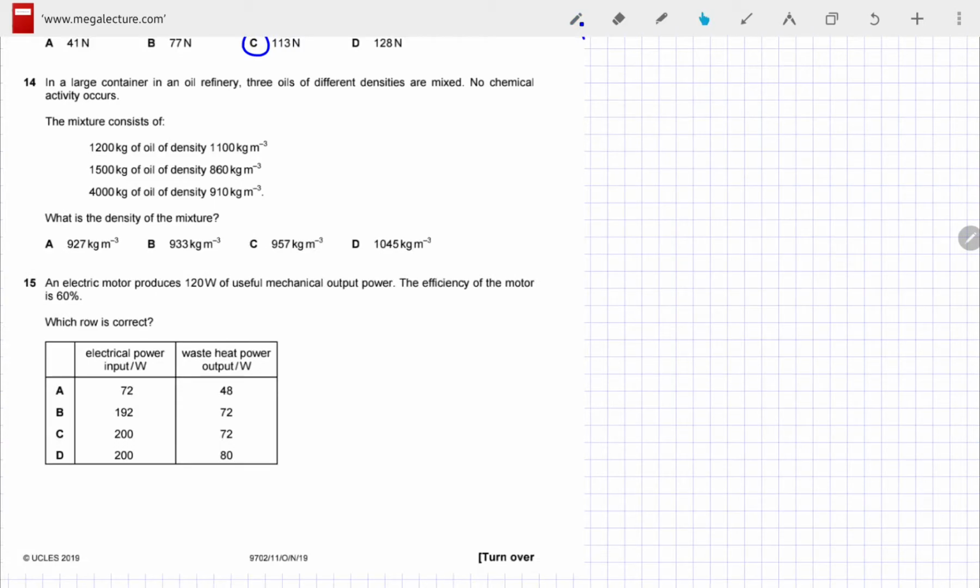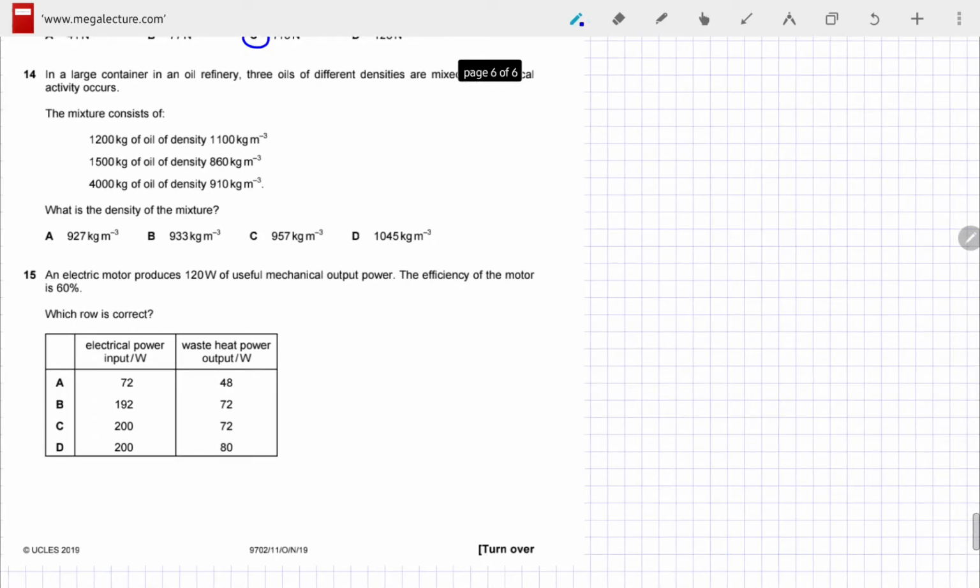Question number 14, we have a large container in an oil refinery, and there are three different oils with different masses and different densities, and they're mixed. We are also given that no chemical reaction occurs, so that means the masses and everything would not change. We are given the masses of these oils, and we're asked what is the density of the total mixture.